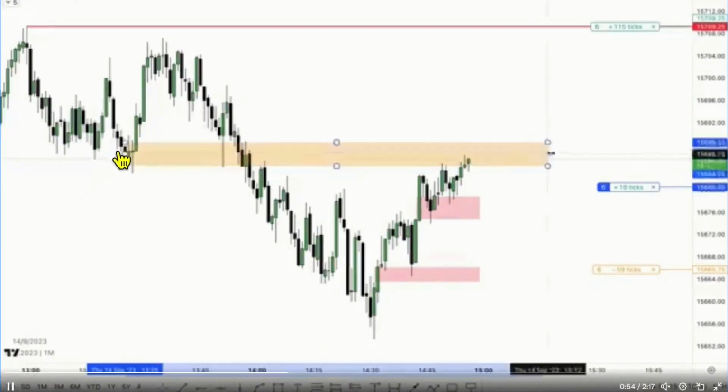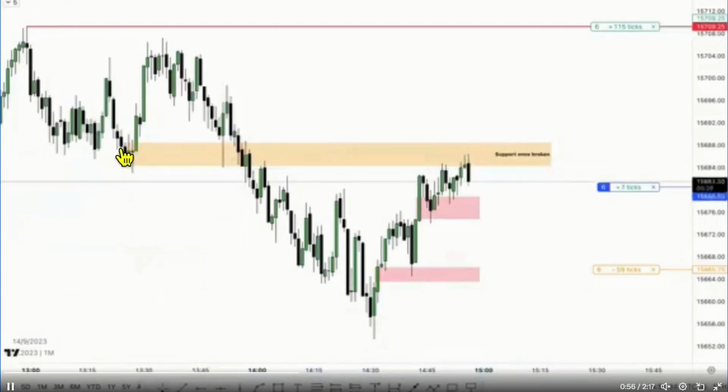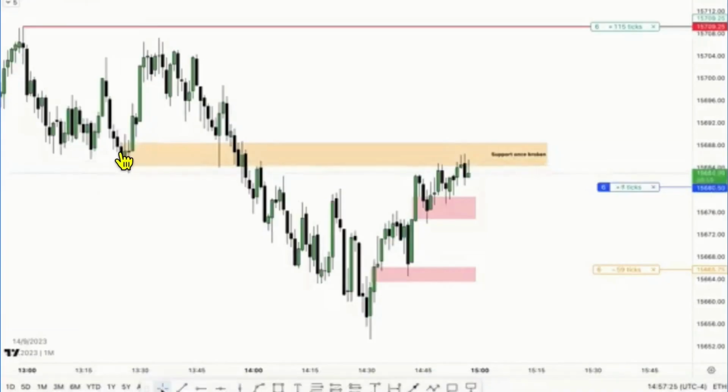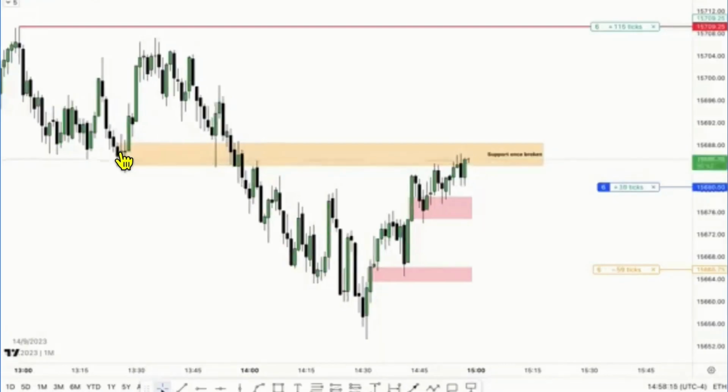Eye is drawn to this down-close candle, which should act as support once broken. Why should this down-close candle act as support once broken? I'm going to give you a bit to think about that. Please pause the video if you are scared that you will not be able to think about it properly before I answer it.